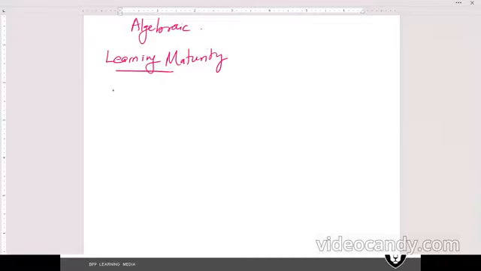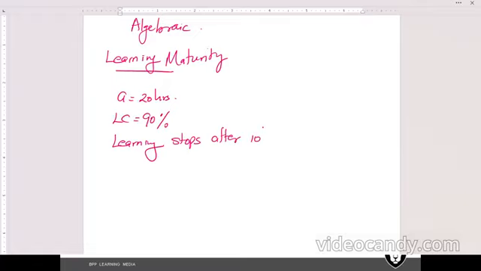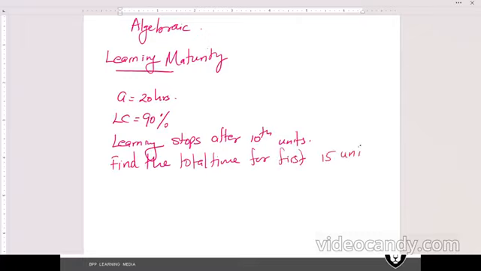I'll show you with an example. First unit, say 20 hours. Learning curve 90%. Learning stops after the 10th unit. That means up to 10 units you have learning. After that there is no more learning. Find the total time for the first 15 units.